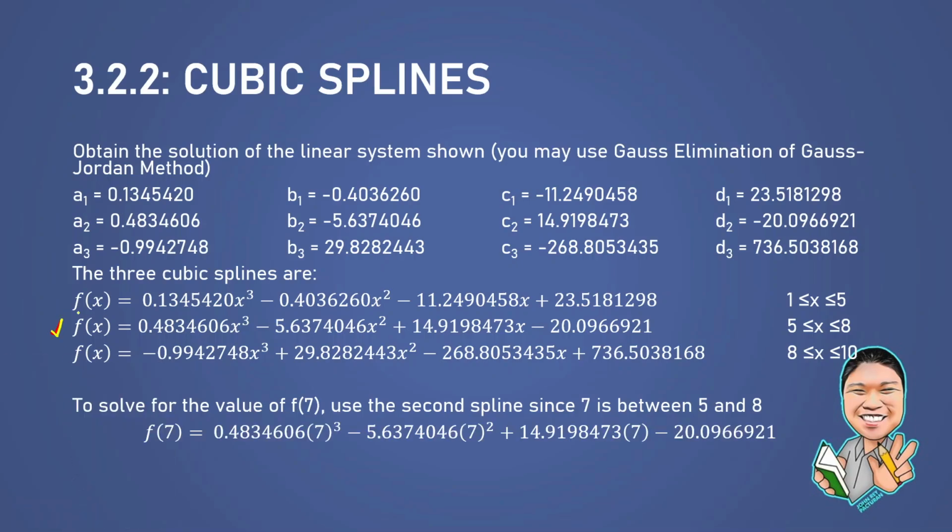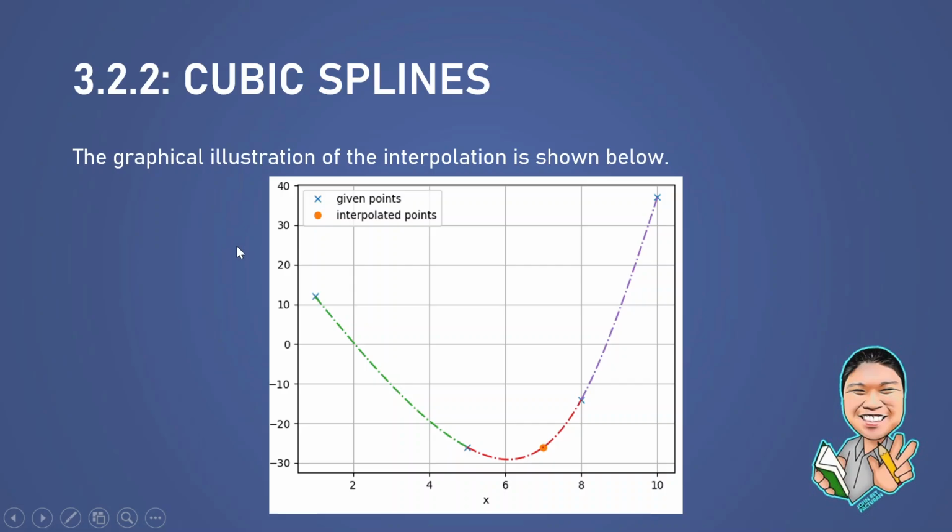So, therefore, f of 7 is 0.4834606 times 7 cubed minus 5.6374046 times 7 squared plus 14.9198473 times 7 minus 20.0966921. So, according sa ating interpolation, ang f of 7 is negative 26.063606. So, ito na yung ating interpolated value. So, the graphical illustration is shown.